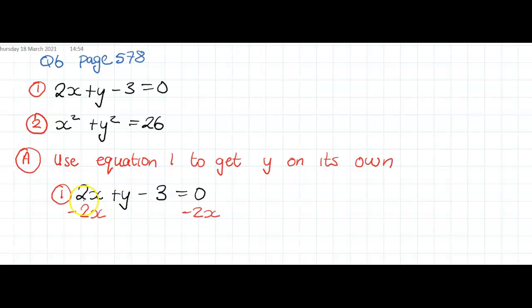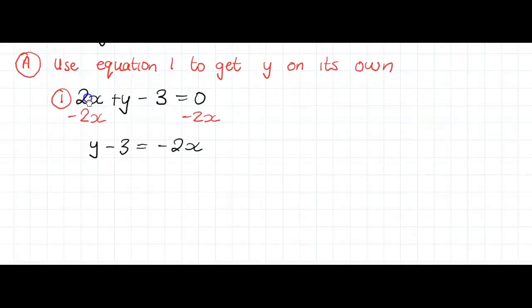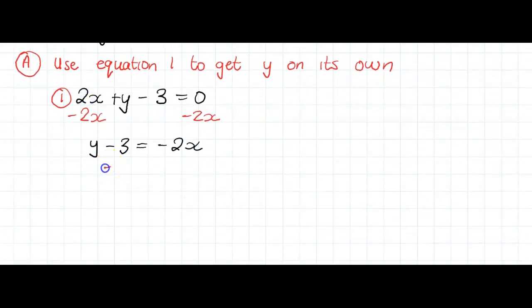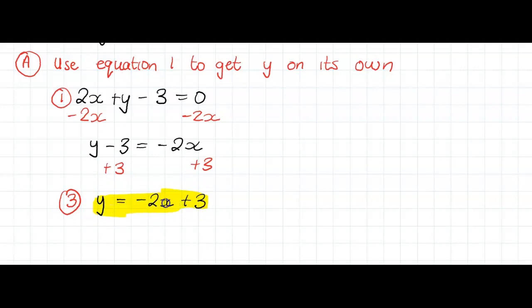So 2x take away 2x is 0, so we're left with y minus 3 is equal to minus 2x. Now we just have that minus 3, so we add 3 to both sides. We're left with y minus 3 plus 3 is 0, is equal to minus 2x plus 3. And I'm going to call that equation 3. And I might even colour it in. So that's what my y is equal to.